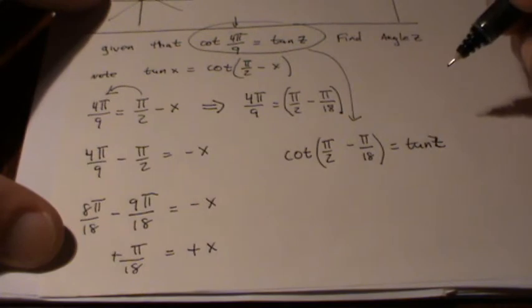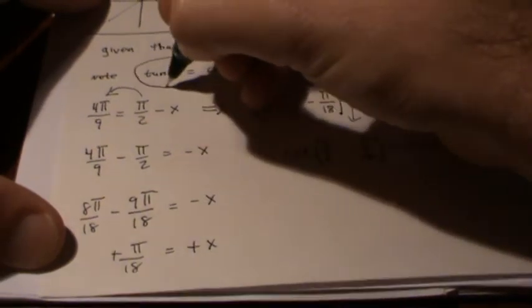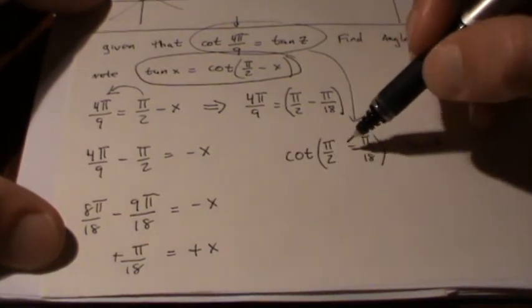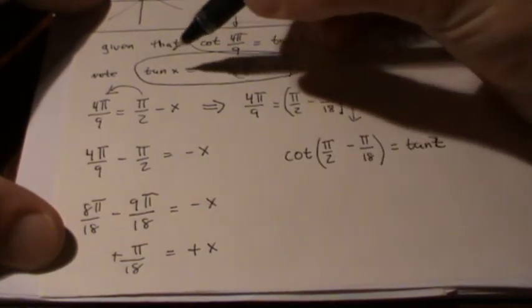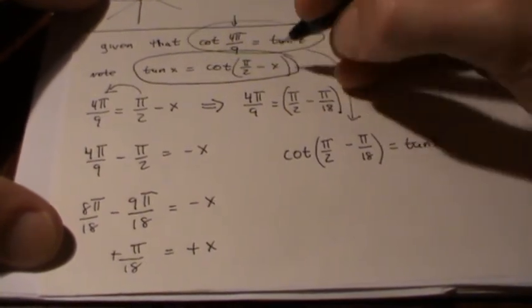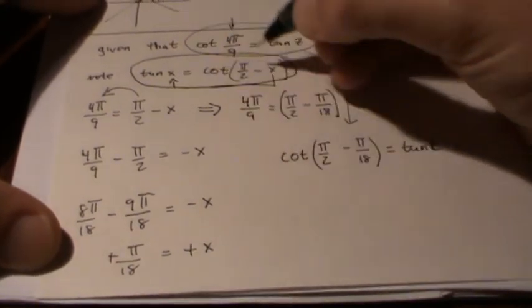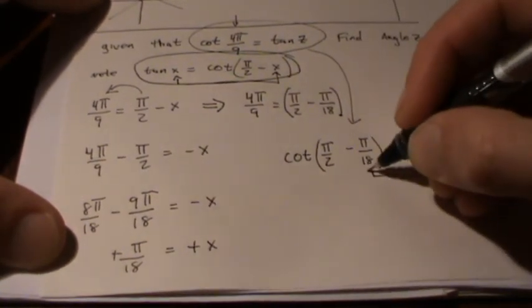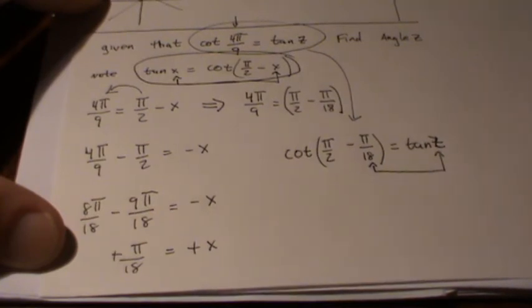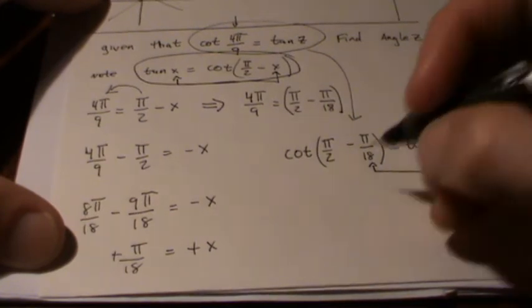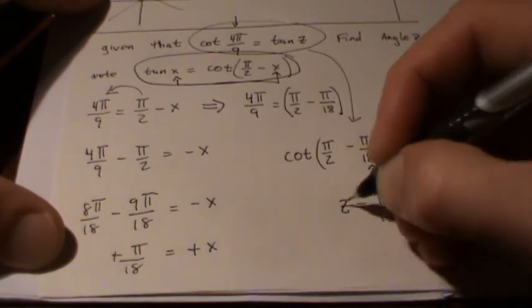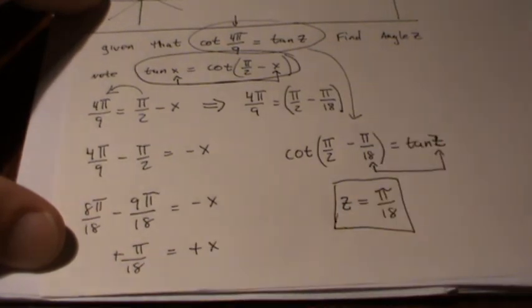Okay, so now since we've got this, and we know that this formula is true, the cotangent of pi over 2 minus some angle is equal to the tangent of that angle, because these two variables are the same in that formula, then therefore z is equal to pi over 18. And that question is finished as well.